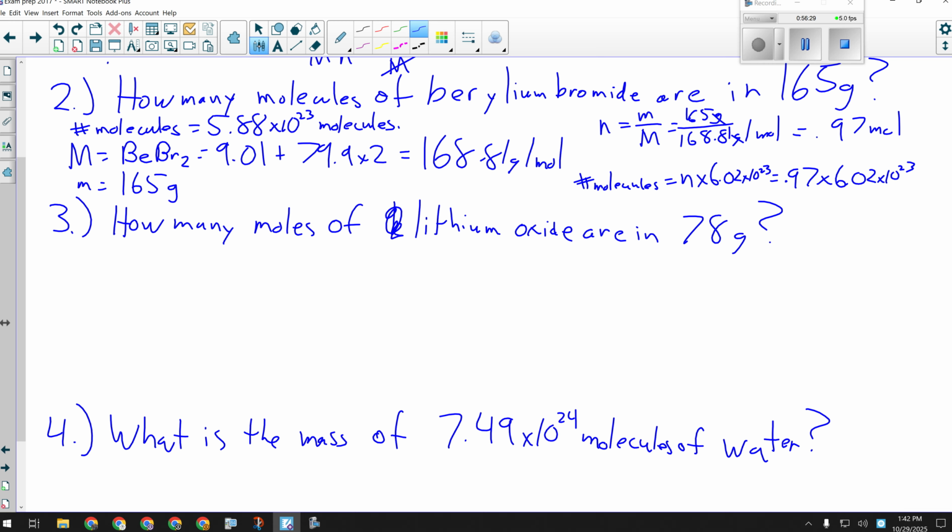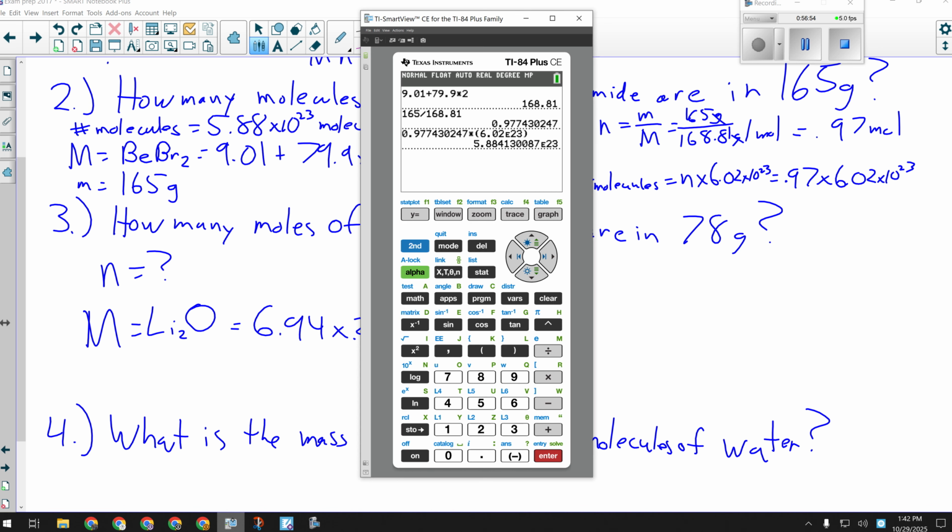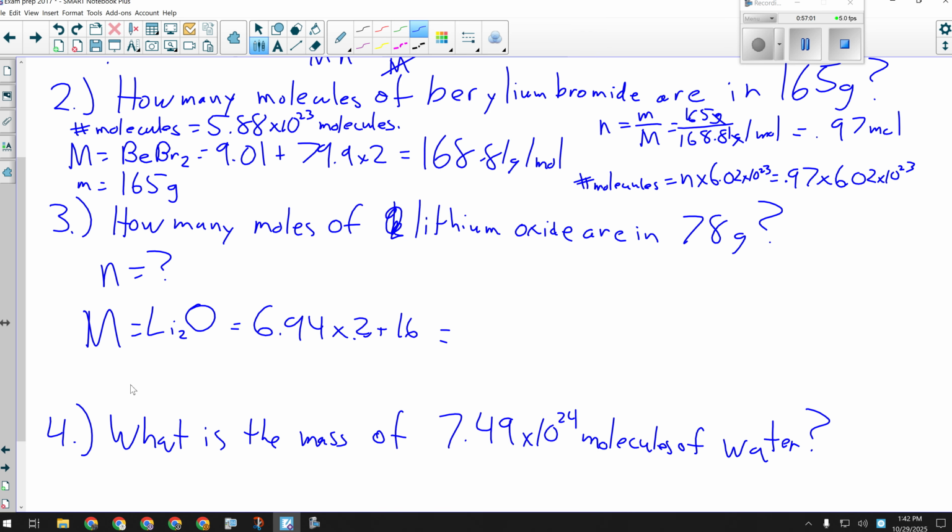Okay, let's look at 3 and 4 here real quick, guys. So how many moles of lithium oxide are in 78 grams? Okay, so we're looking for N, and that's the number of moles. Big M, lithium oxide, that's going to be Li2O, so that'll be 6.94 times 2, plus 16. So we're looking at 29.88 grams per mole.